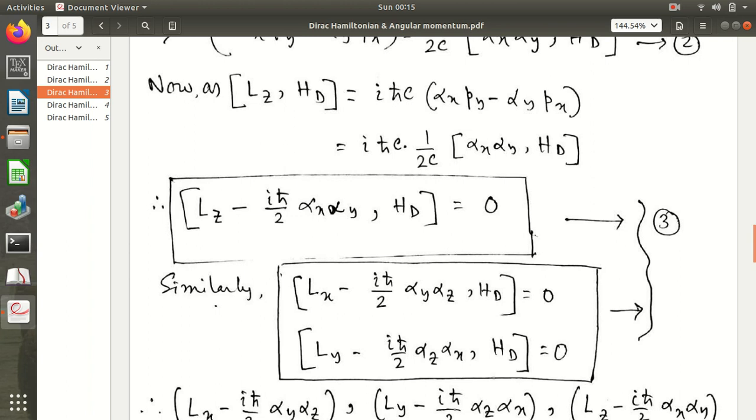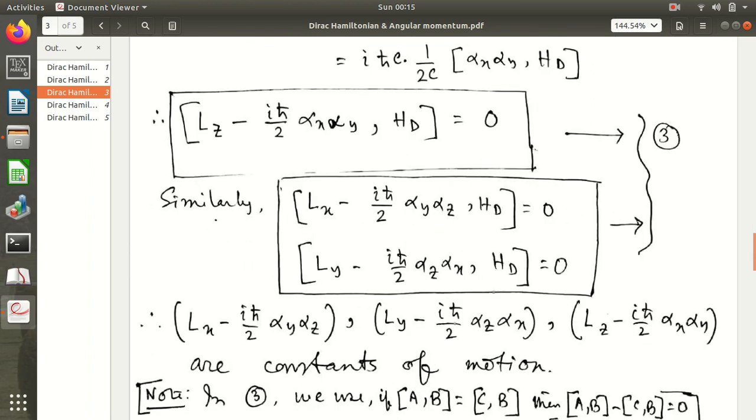LZ separately is not commuting with HD, but in conjugation with this one, when you mix these two, when you add this part with this part, it becomes 0. So exactly similarly, you change the indices x, y, z: Lx with this relation alpha y alpha z, Ly with this alpha z alpha x, they commute with HD.